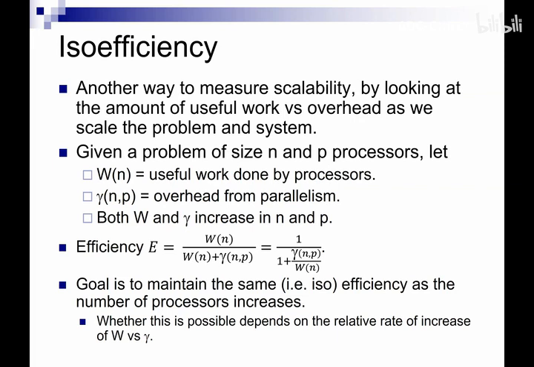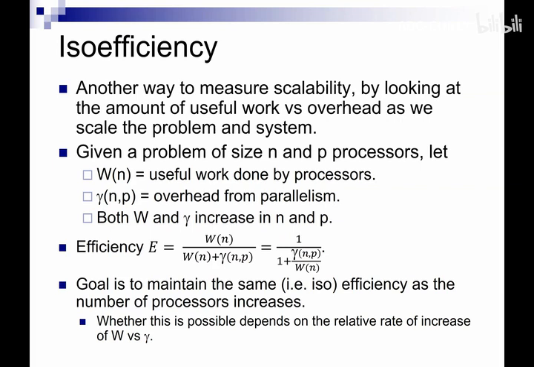Now the efficiency basically measures the amount of useful work that we do divided by the total amount of work you do. The total work is the useful work plus the overhead. If you simplify this, it is going to be 1 divided by 1 plus the overhead divided by the useful work. Now for isoefficiency, our goal is to maintain the same efficiency as we increase the number of processors.